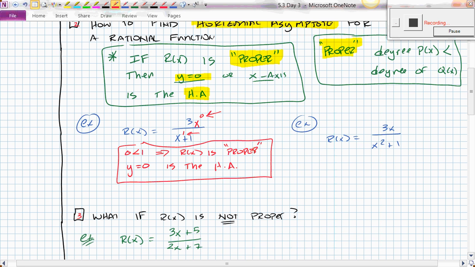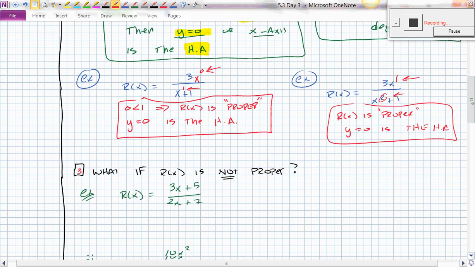Okay, on my second example, the degree of the numerator is a 1. The degree of the denominator is a 2. So again, r of x is proper. That means that y equals 0 is the horizontal asymptote. Okay, so that's pretty straightforward.